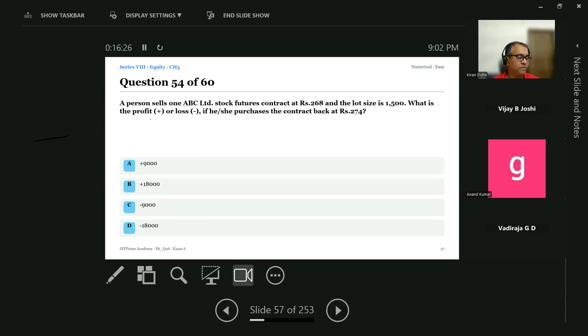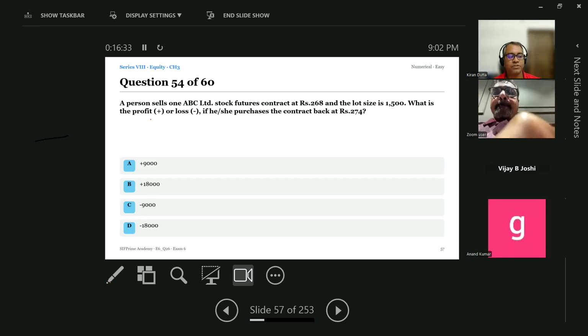Kamal sir, positive or negative? Negative 9,000. Negative, sir. How can it be positive? It was sold at 260 and bought at 274, so it had to go to 268, 260, but it went from 274. So that means first of all it is making a loss. What is the component there? $6, 6 times 1500 on the negative side.